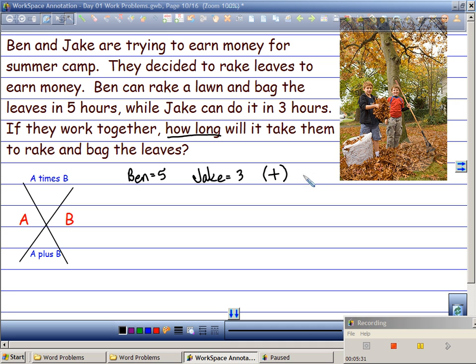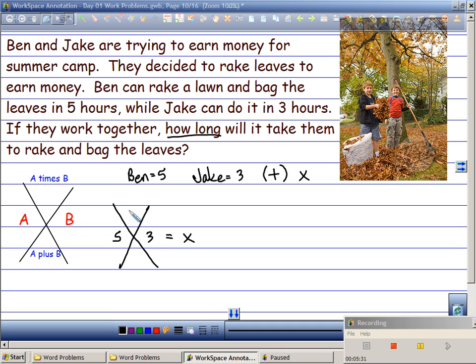What do we normally use when we don't know something? X. So here is my big X. So where am I going to put Ben's time? On the side. And where am I going to put Jake's time? On the other side. What goes here? 15. Oh, let's say this is equal to X, the time for them to do it together.